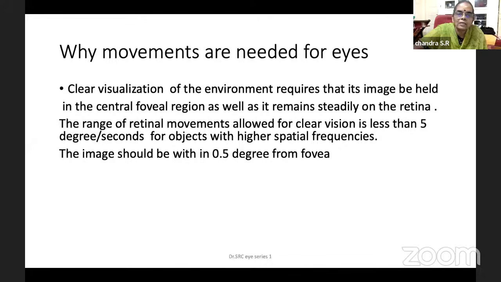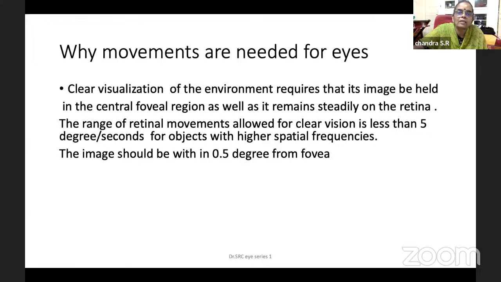The range of retinal movements allowed for clear vision is less than 5 degrees per second for objects with higher spatial frequency. So if there is more than 5 degrees dislocation, if the eye movement and fovea is not clear, it will become blurred. So up to 5 degrees, the blur will not be there. The image should be within 0.5 degrees from the fovea. So if it is rotating more than 0.5 degree, the image will not be clear. So a lot of motor activity has to take place to bring it to the fovea.